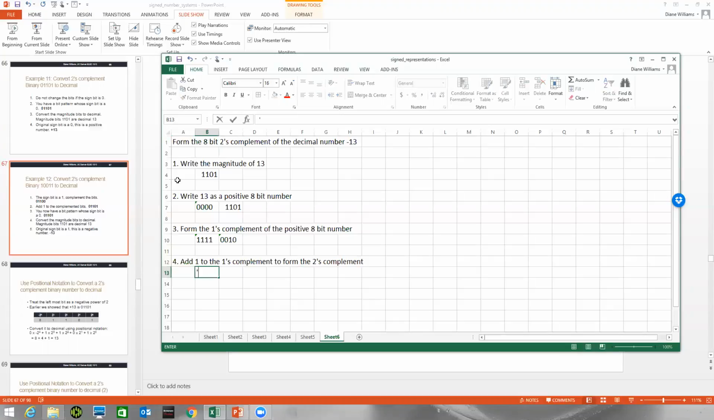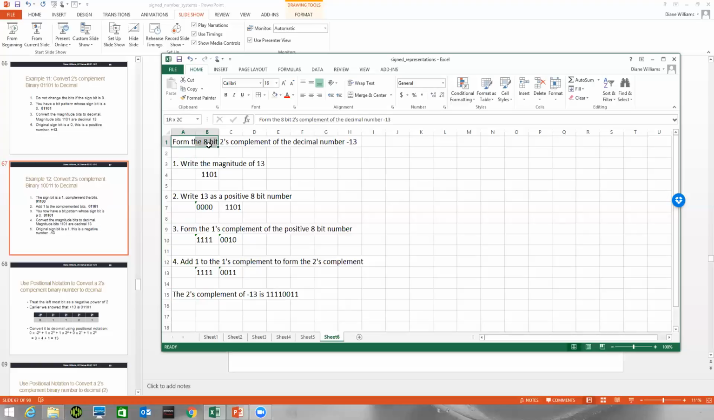So if we add 1 to this, we're going to have 1, 0, 0, 1, 1 as the result. So now the 2's complement of minus 13 is 1, 1, 1, 1, 0, 0, 1, 1. A lot of times when we write binary numbers, we start grouping them in 4s and leaving space in between because it makes it easier for us to read. Okay, so that was one method of doing it.